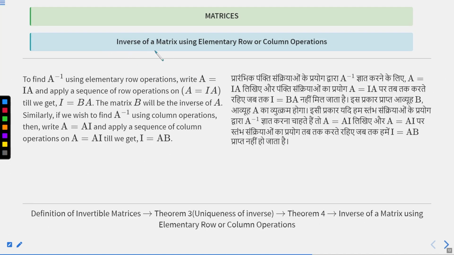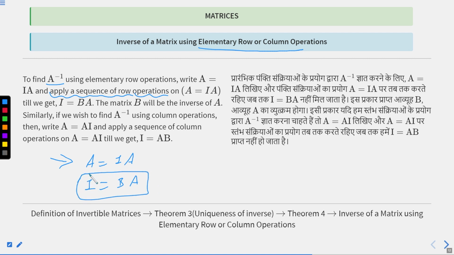Now, inverse of a matrix using elementary row operations. Okay, row operations. So how? To find A inverse using elementary row operations, we first write A is equal to IA. And then we apply a sequence of row operations on this, till we get something like I is equal to BA.